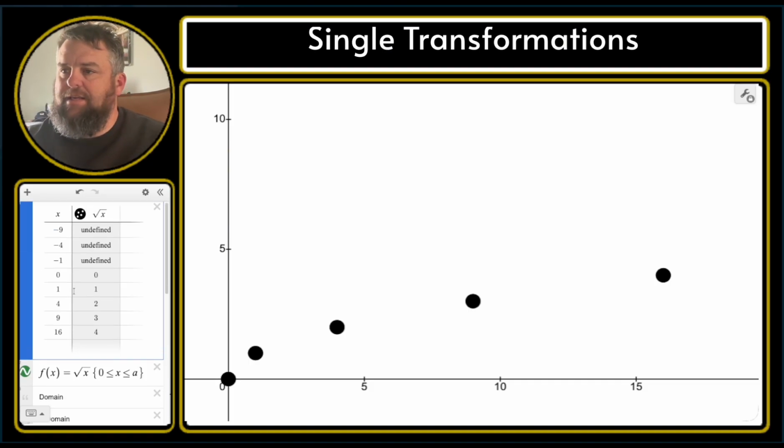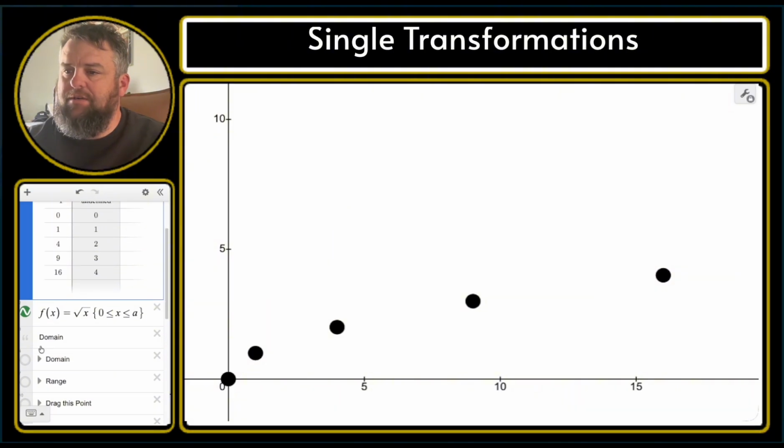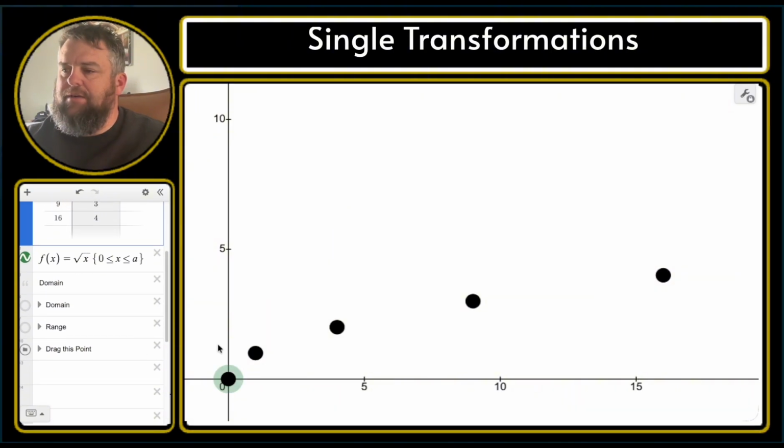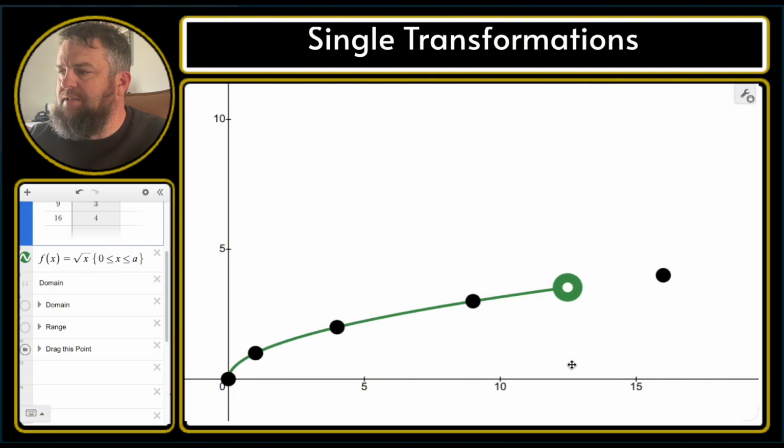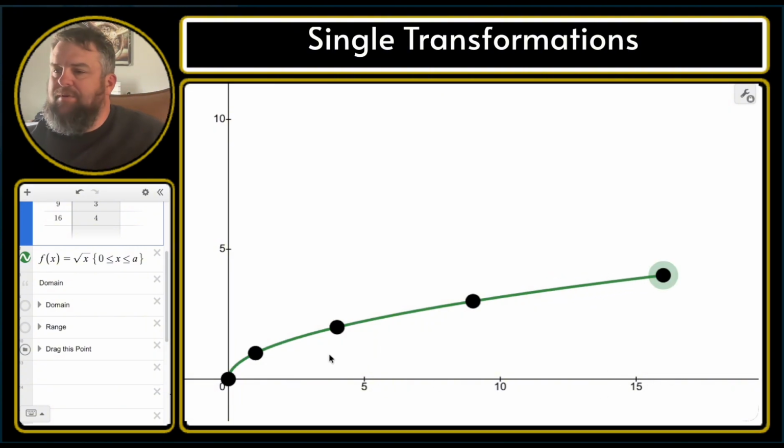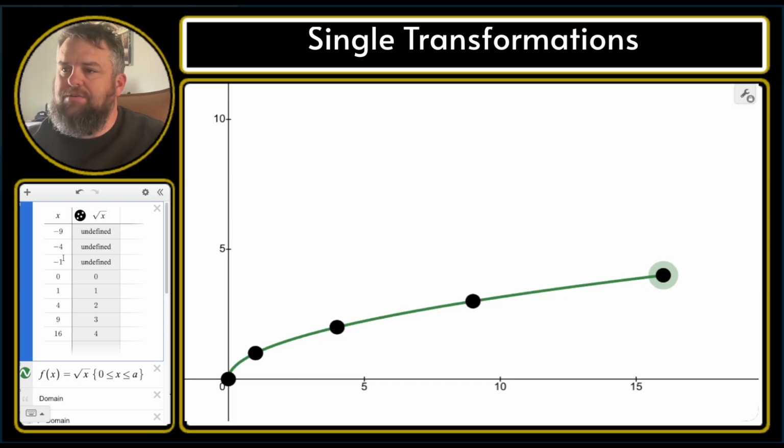Okay, now let's take the actual function here and put a point on it and drag this point and watch what happens. As I move it to the right, that point is going through each of the other points, and you can see that it actually has more than just the 4 or 5 points that I have on here. So what I can do is show you that.